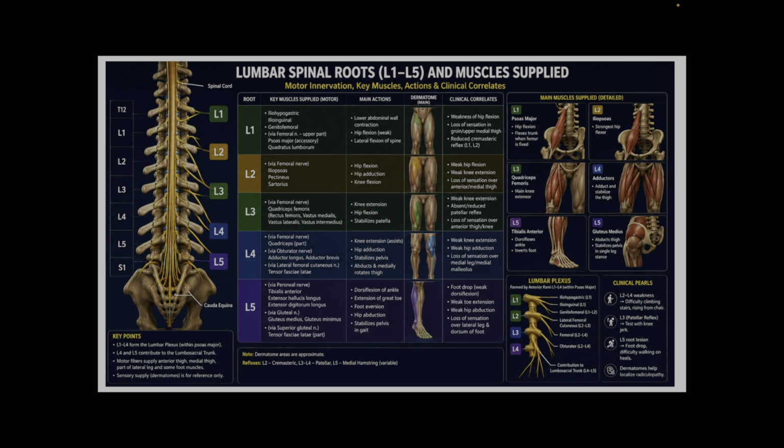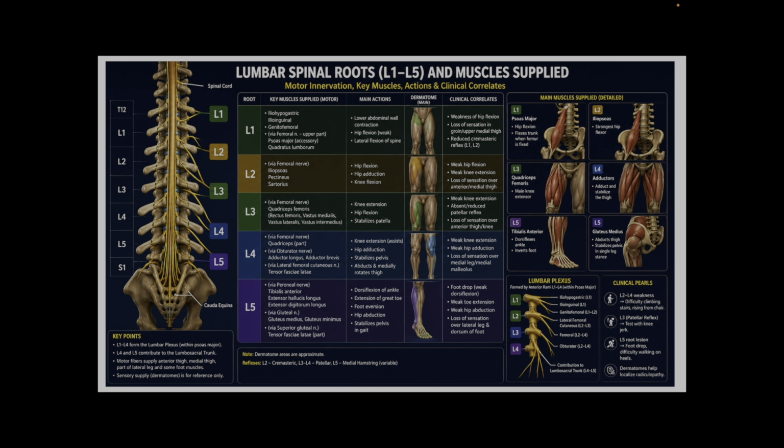So what does the L2 nerve root supply? Iliopsoas, pectineus, and sartorius muscles. So what are its major functions? Its major functions are hip flexion, hip adduction, and assistance in knee flexion. The L2 dermatome lies over the anterior and medial thigh. L2 dermatome, where does it lie? Over the anterior and medial thigh.